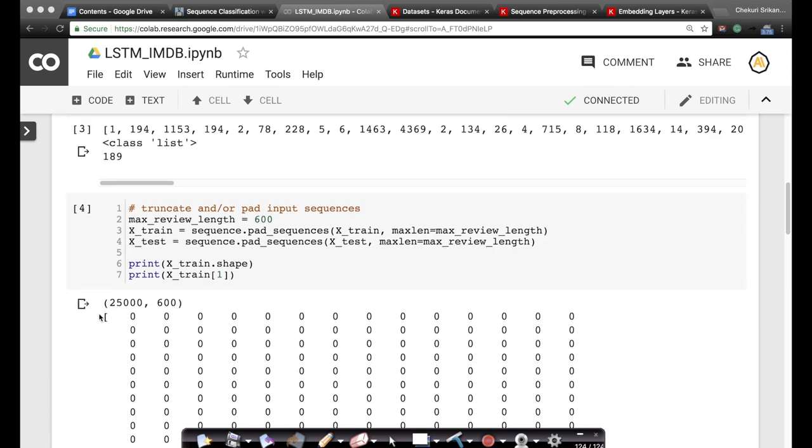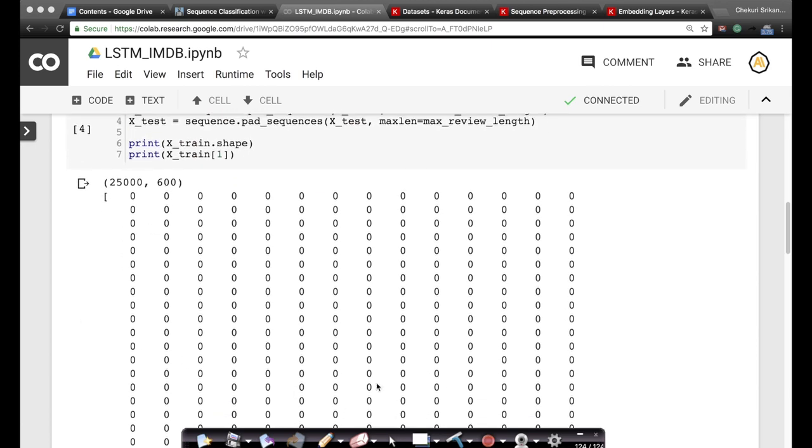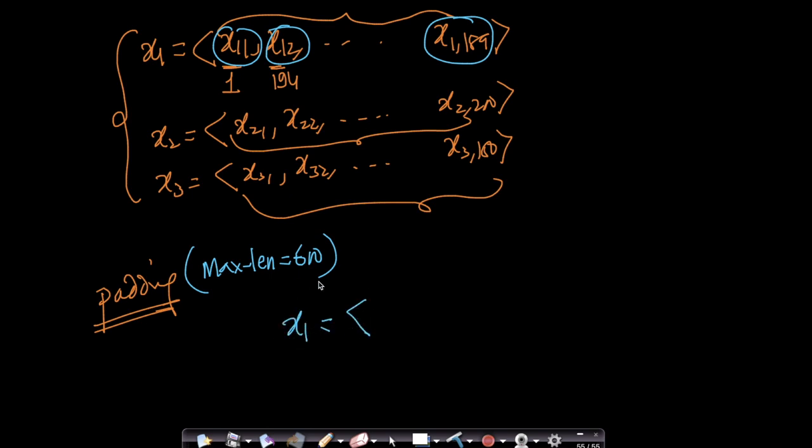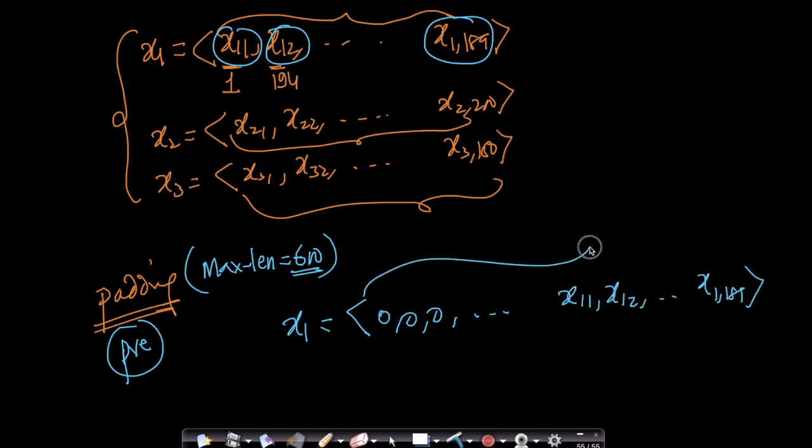So what it literally does is, let's take our x1. Our x1 has only 189 words, and I'm saying perform a padding with max length equals 600. It takes this x1 and converts it into a sequence of 600 words, not just 189 words. But it does something called pre-padding, which means it inserts zeros before, and then it inserts x11, x12, and so on up to x1,189, so that the whole length becomes 600.